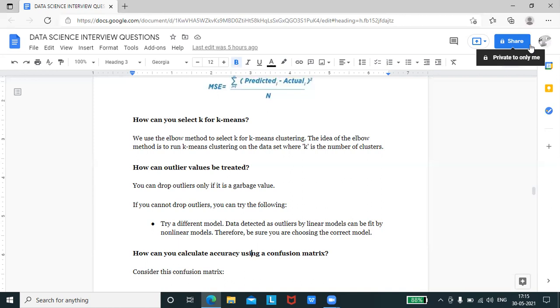You can drop outliers only if it's a garbage value. If you cannot drop outliers, then we can try a different model. Data detected as outliers by linear models can be fit by nonlinear models. Therefore, be sure you are choosing the correct model.